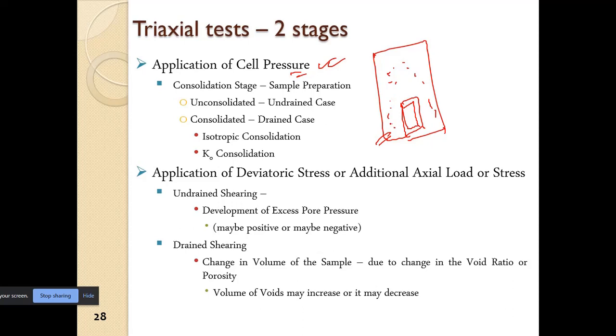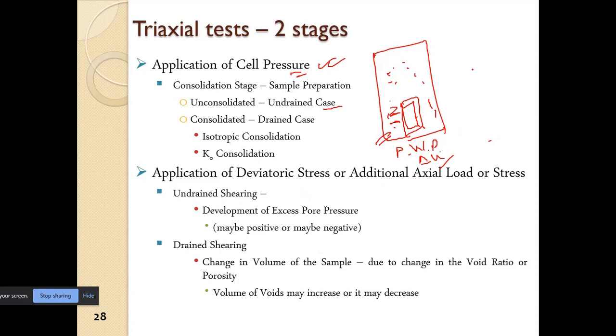So what happens with increase in the cell pressure? The soil, if it is an undrained case, of course, it will remain unconsolidated. So in that case, the pore water pressure will develop. So we will have an increase in delta U.